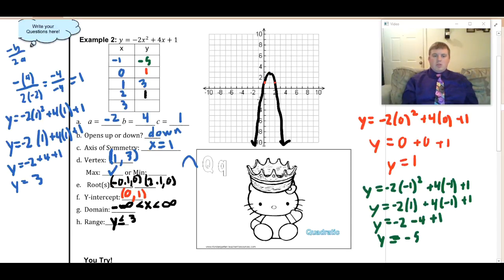Last thing I'm going to do is fill in the rest of this chart. Remember, these are just reflections. As long as you have your vertex in the middle, those should come out to be the same thing.